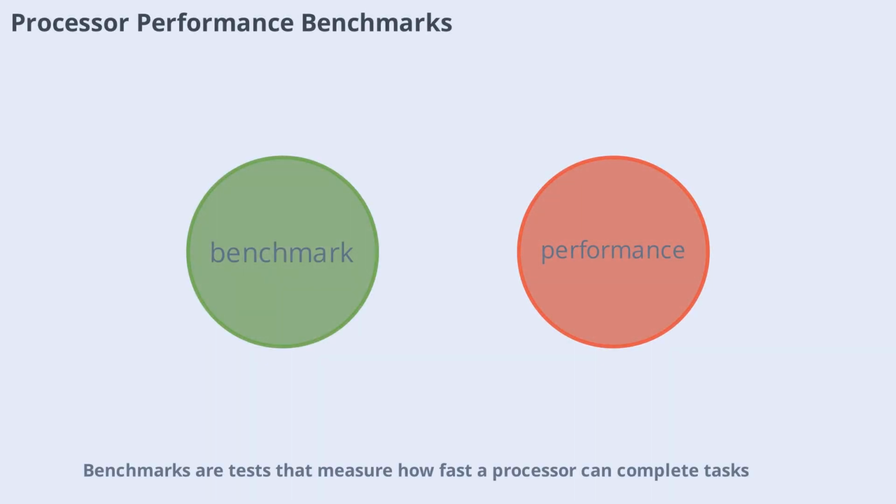Benchmarks are tests that measure how fast a processor can complete tasks. We'll explain how to read benchmark scores, what they mean for real-world performance, and how to use them to compare different CPUs before making a purchase.